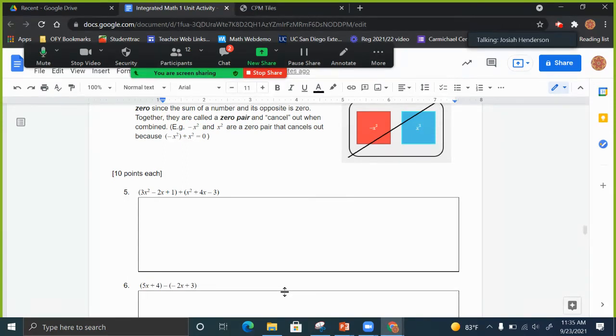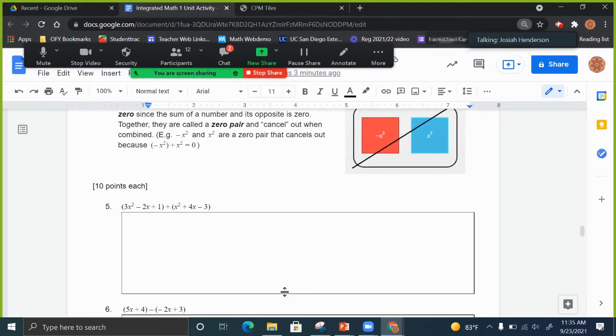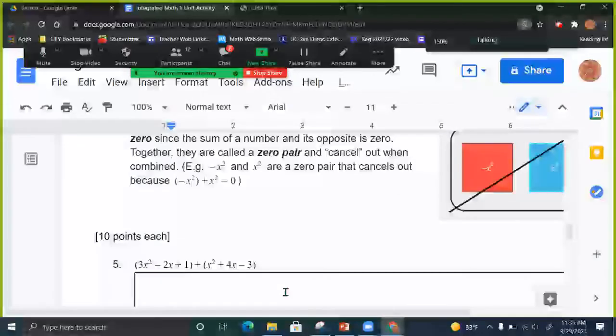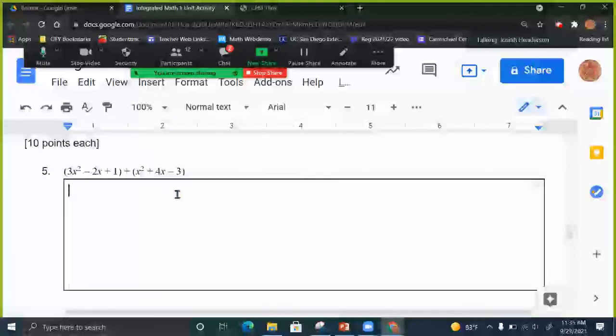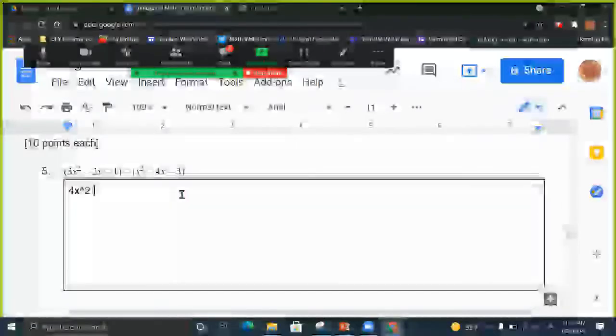So look for matching variables like my 3x squared and plus x squared. Zooming in here. So 3x squared plus x squared in the next one, that's a total of 4x squared. Now for the x's, negative 2x here and plus 4x here, that's like saying negative 2 plus 4. So what's the difference there? It's 2x.